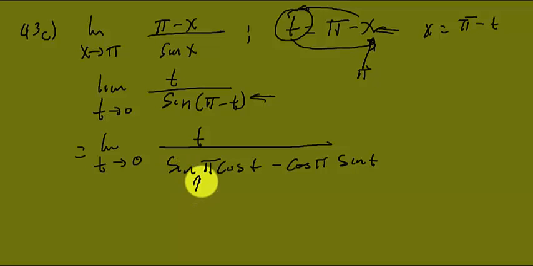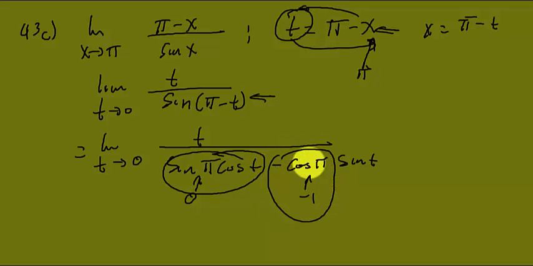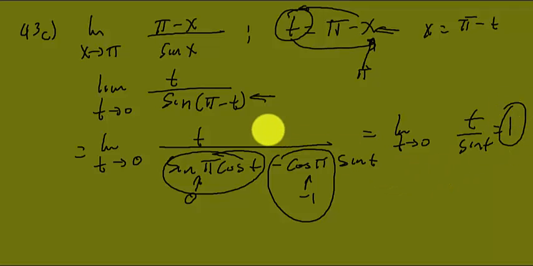Alright, sine of pi is 0, so that means that's going to go away for me. And then I have a minus, cosine of pi is negative 1. Then the two negatives here will become positive. So what I have now, this simplifies to limit as t goes to 0, t over sine of t, which is going to go to 1. That's it. That's all the problems.